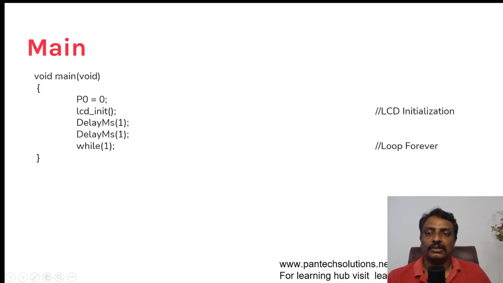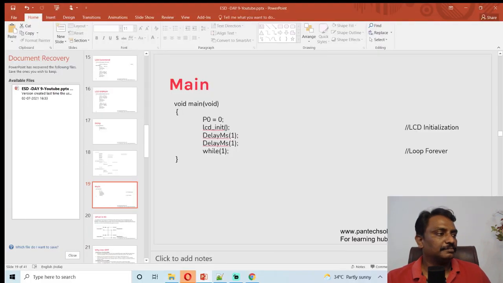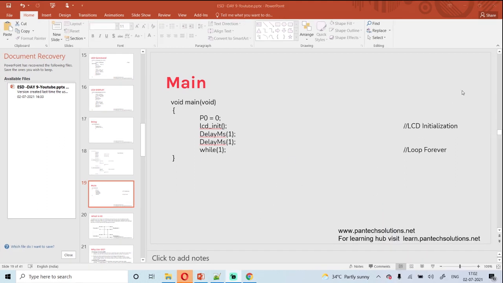Coming to the main program: initialize port 0 to 0, call LCD_init, then call the delay, and while(1). So I'll run this. We'll go to Keil. I'll go through the program step by step again so that we'll be very familiar with it. So I'm opening Keil now.